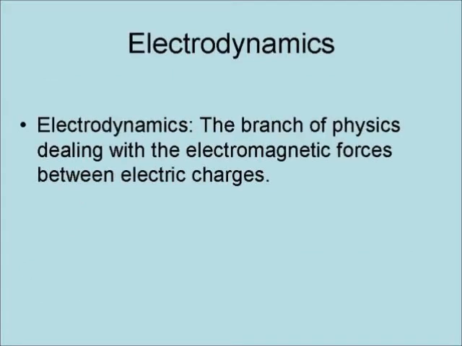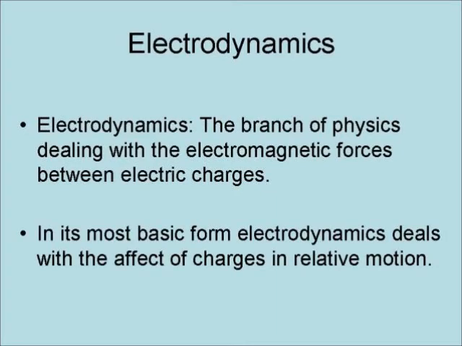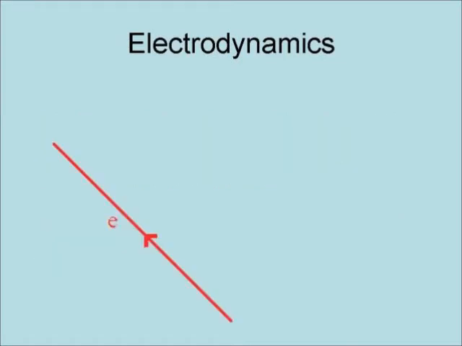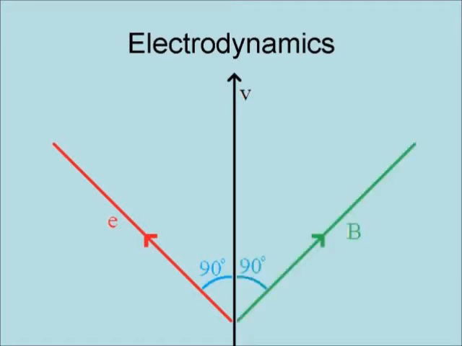Electrodynamics is the branch of physics dealing with the electromagnetic forces between electric charges. In its most basic form, electrodynamics deals with the effect of charges in relative motion. When an electric field is not in relative motion, it is just the electric field. When this electric field is placed in relative motion, the result is a magnetic field at right angles to both the electric field and the relative motion. Furthermore, when a magnetic field is in relative motion, it will in turn produce an electric field, also at 90 degrees to both the magnetic field and the direction of relative motion, as shown in the illustration.